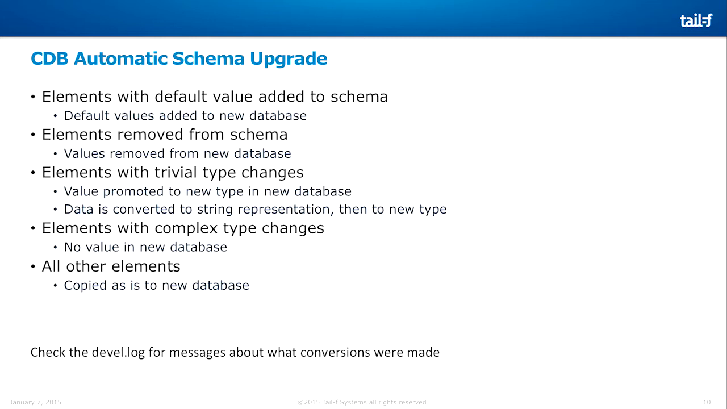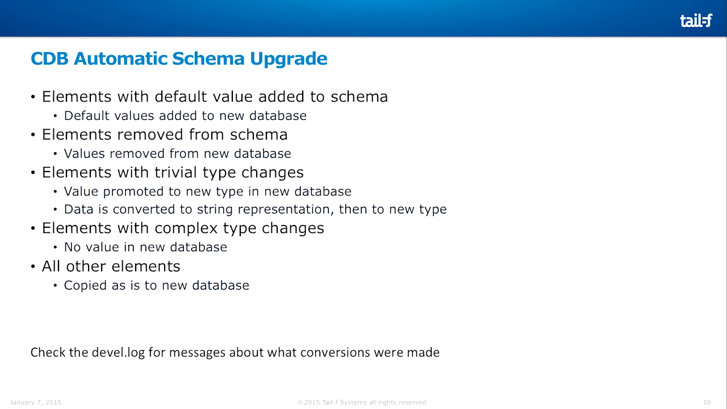For example, you've added new default values to your data model. You've removed elements from your data model. You've made simple type changes such as changing a 16-bit integer to a 32-bit integer. So those sorts of simple changes that CDB and ConfD can detect are automatically populated in the upgrade transaction. For more complex changes that we can't automatically handle, there are mechanisms which you can attach an upgrader client to that upgrade transaction and participate in it as part of the data model change and the database upgrade.